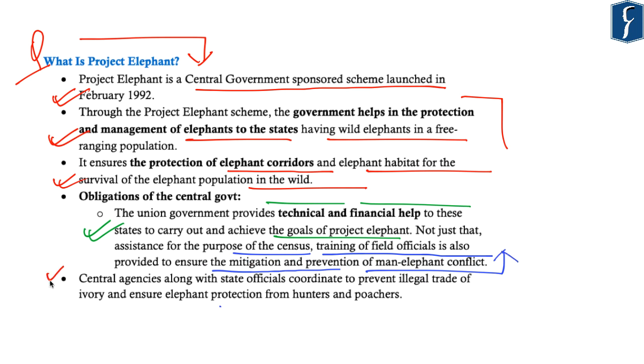Further, central government agencies as well as state government agencies coordinate to prevent illegal trade of elephants as well as their parts, including ivory, and also ensure protection of elephants from poachers as well as hunters. Thus, these can be said to be some of the important aspects with respect to Project Elephant.